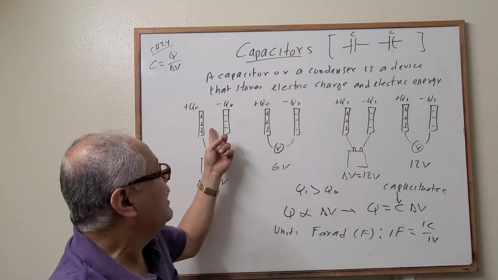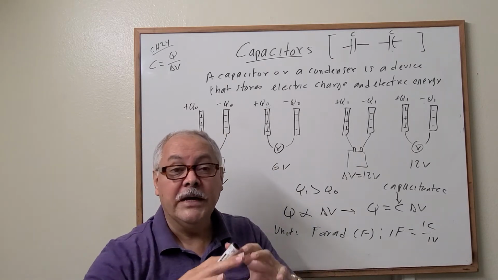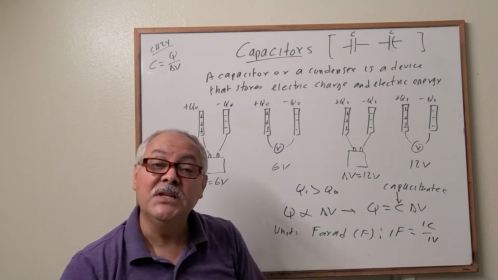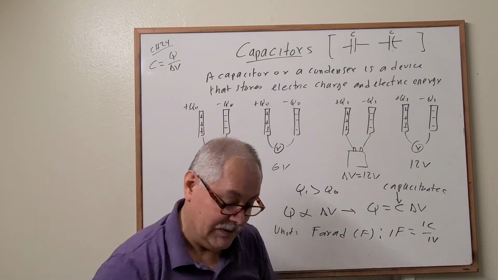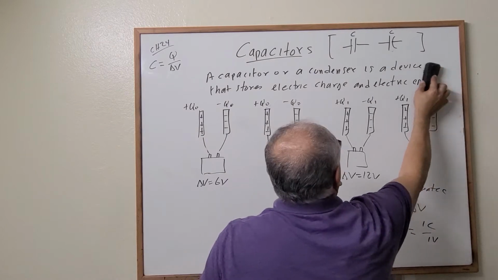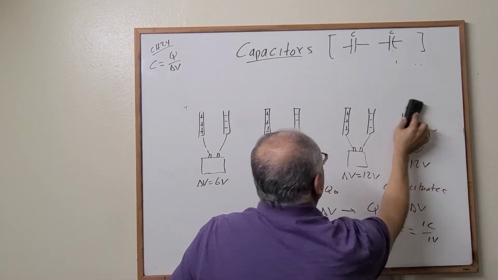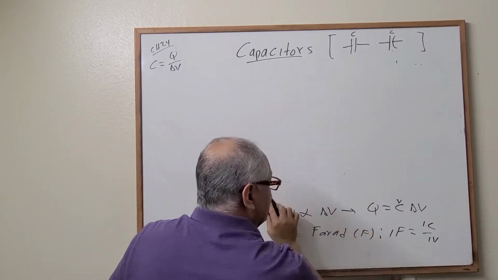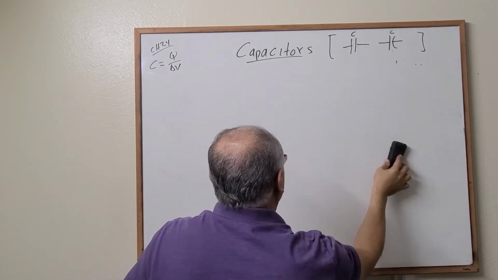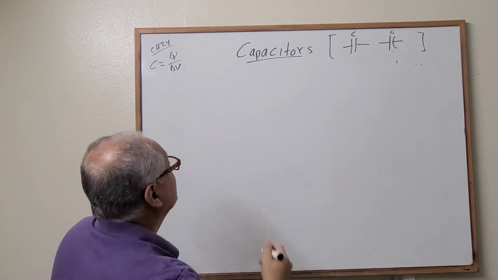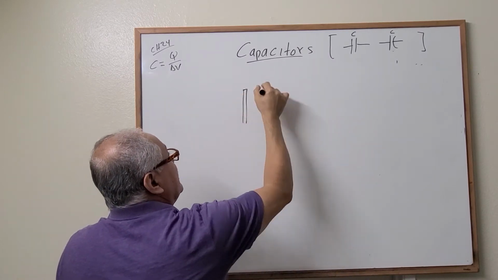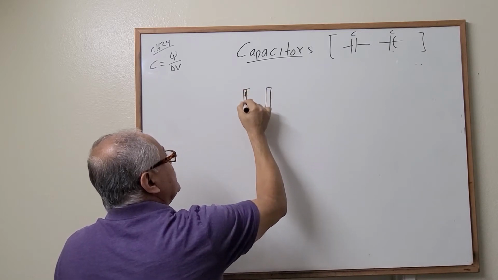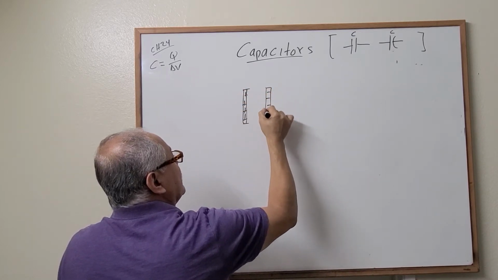Now let's calculate the capacitance for a parallel plate capacitor, and also for a spherical capacitor and a cylindrical capacitor. Let's do it. Imagine that we have this parallel plate capacitor, the two plate capacitor. Imagine this plate is positively charged and this one is negatively charged.